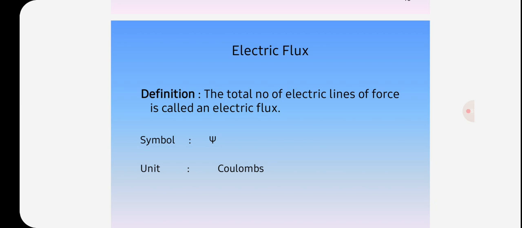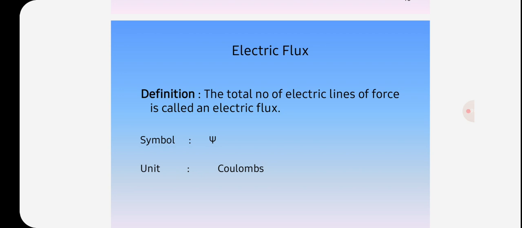First, we go for electric flux psi. The total number of lines of force emanating from a positive charge is called electric flux. Electric flux is denoted by the Greek letter psi and is measured in coulombs. Electric flux psi for a charge of Q coulombs is equal to Q coulombs.